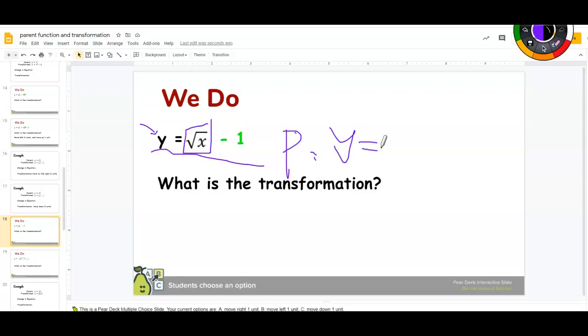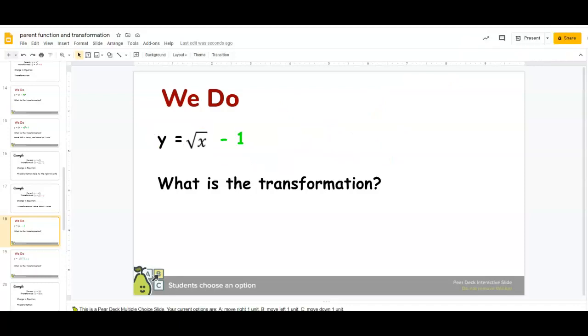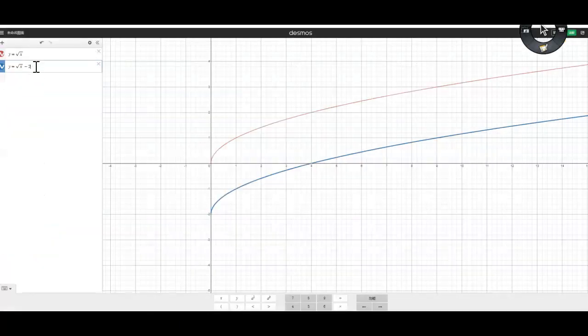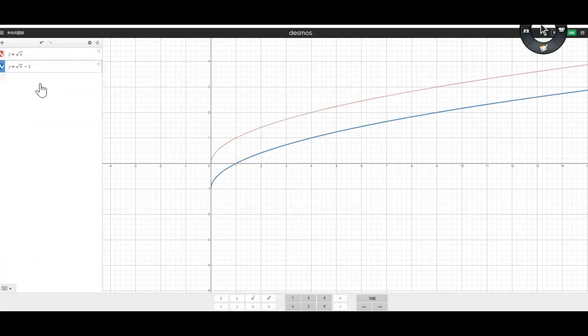So you know the parent equation is square root of x. And you know for both of the equations, because of the square root of x, the picture must be half of an arm. Okay? So now let's graph both of these equations and look for the transformation on the graph. So I have the parent function there, and the baby equation is minus 1 outside. Okay? So you see, from your parent picture here to reach your baby picture, you need to move down 1 unit. Okay? So our answer is transformation is moving down 1 unit.